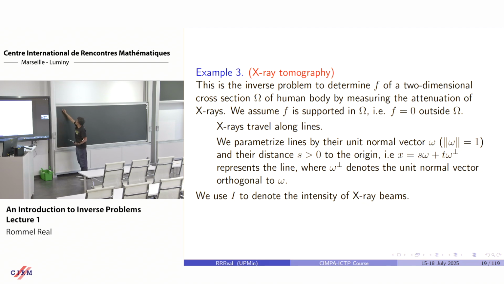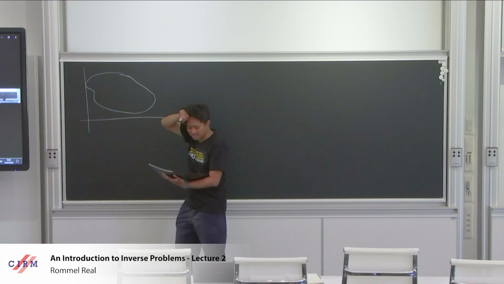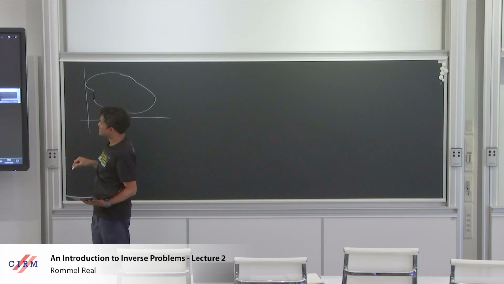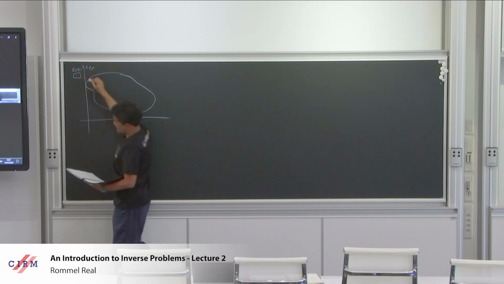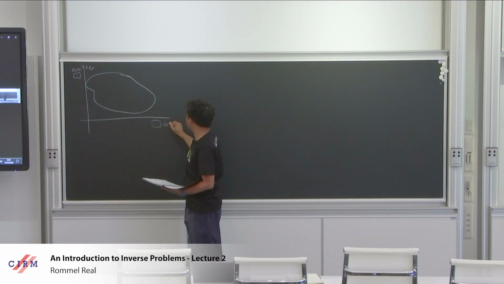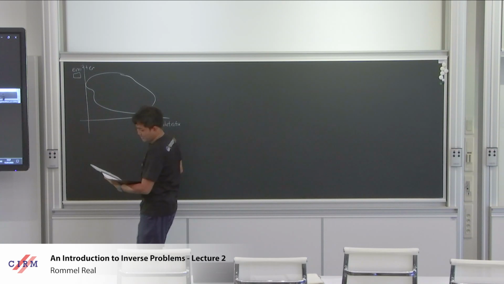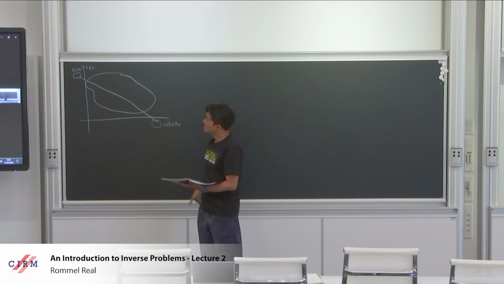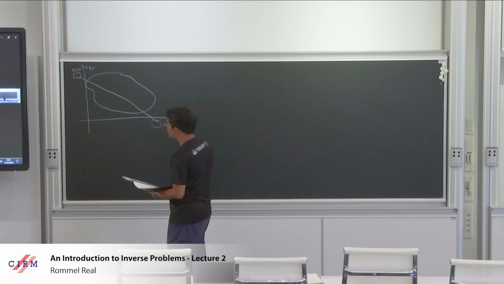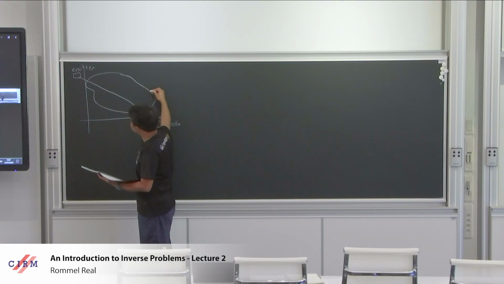So let me just draw it here. Suppose let's consider a two-dimensional cross-section. Suppose it's like this. And in an X-ray, you usually have an emitter, and then you have a detector. So the X-ray travels along the line. From the emitter, an X-ray is emitted to here, and it's being detected here. And suppose this is our omega. In this case, it's our omega.